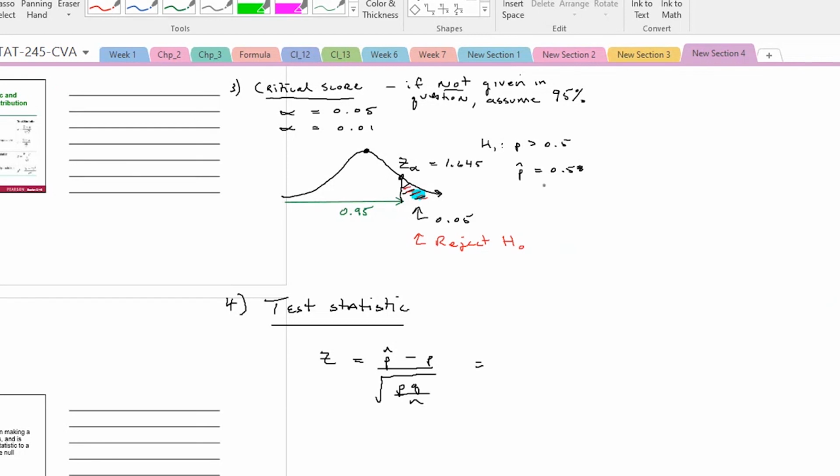So what's my P hat? Well, my P hat is the sample data, so 0.58. The P without a hat, the proportion of the population without my experiment or without my technology, is 50-50, according to that law of independent assortment that I was talking about. There's a 50-50 chance that you're going to have a boy or a girl according to genetic theory.